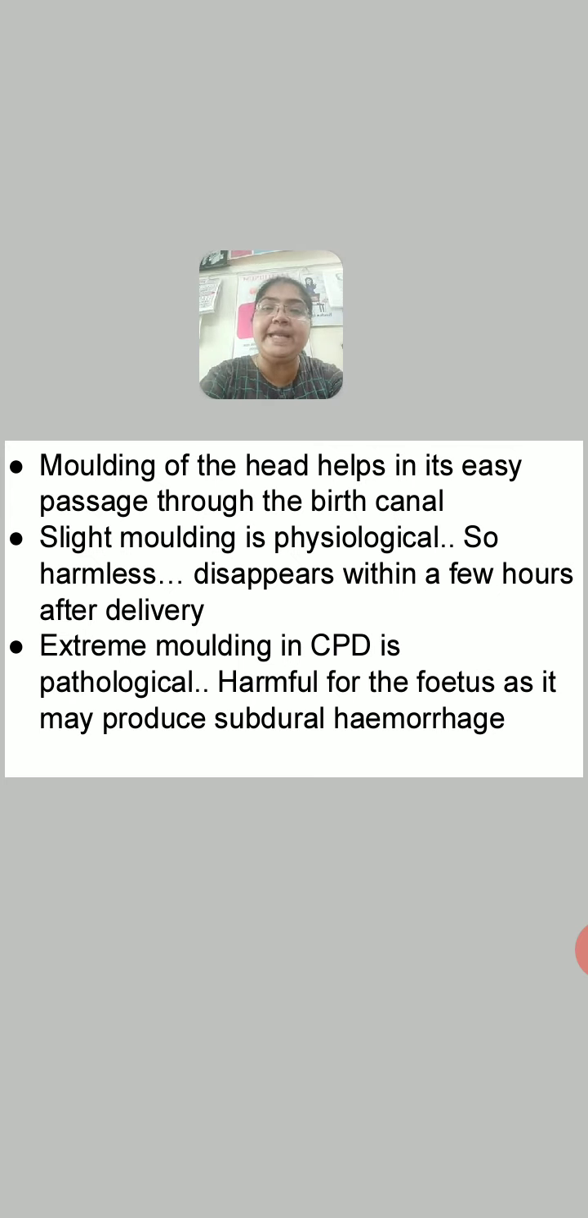Extreme molding occurs in CPD. CPD is cephalopelvic disproportion. Cephalo means head, pelvis of the mother. So when the fetal head and the mother's pelvis are not in proportion, their size is not in proportion. Otherwise, normally the fetal head should pass through the mother's pelvis. Mother's pelvis should be that much wide. At that time, we can say that the head and the mother's pelvis are in proportion. But sometimes pelvis is smaller size and the head is larger size. That will cause a cephalopelvic disproportion.